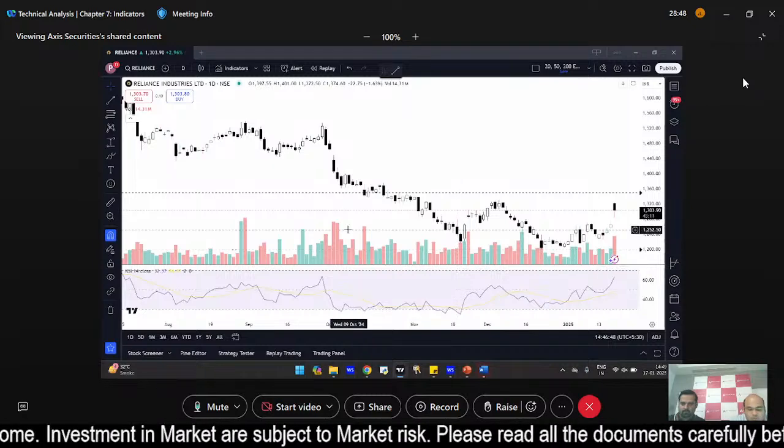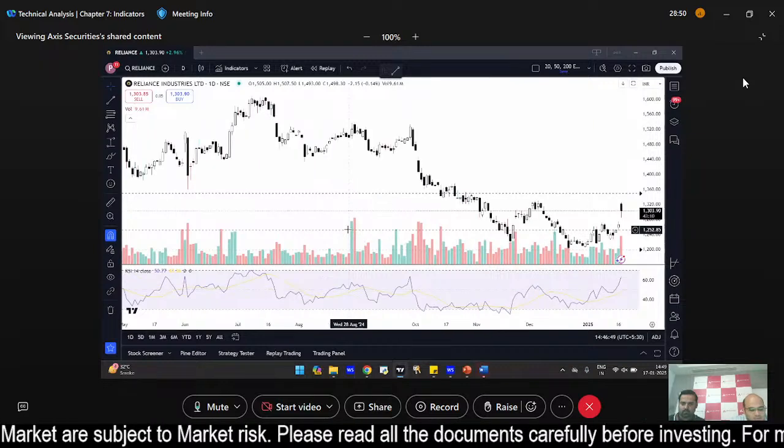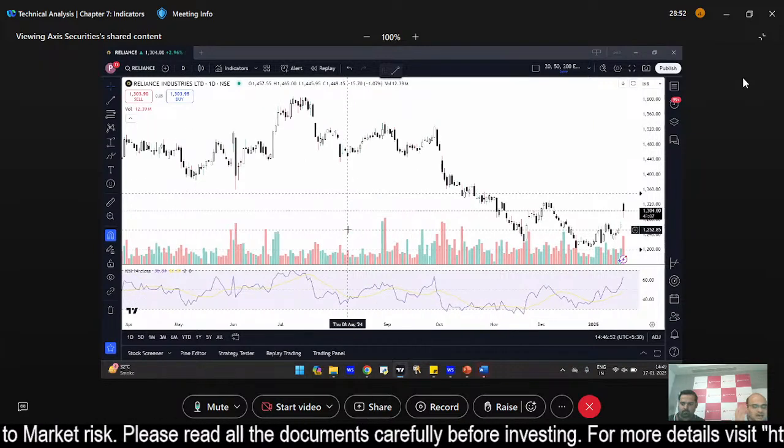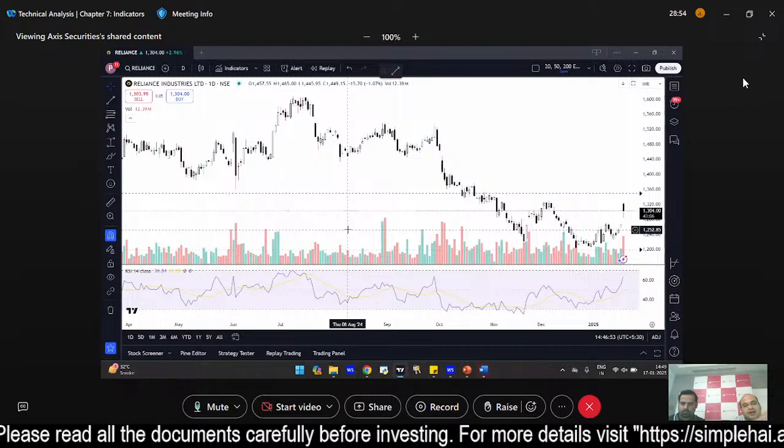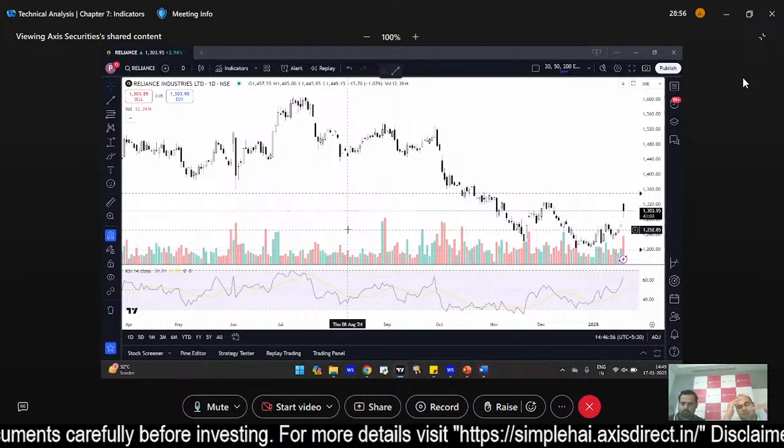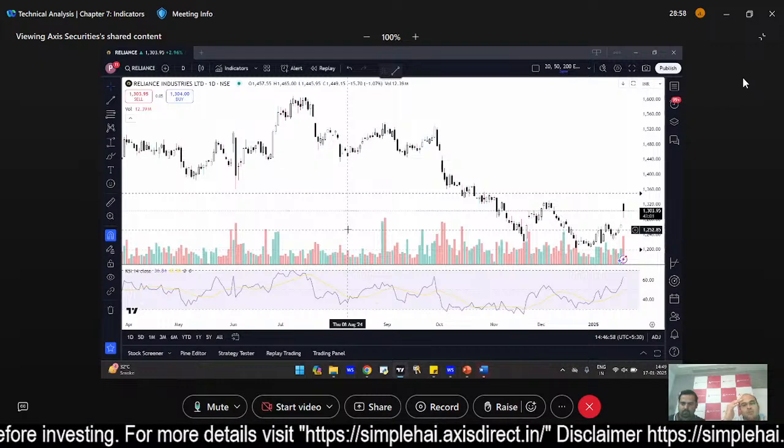So how do we interpret RSI? A common point is that RSI is something called a bounded indicator. Bounded indicator means there is an upper bound of 100 and a lower bound of 0.